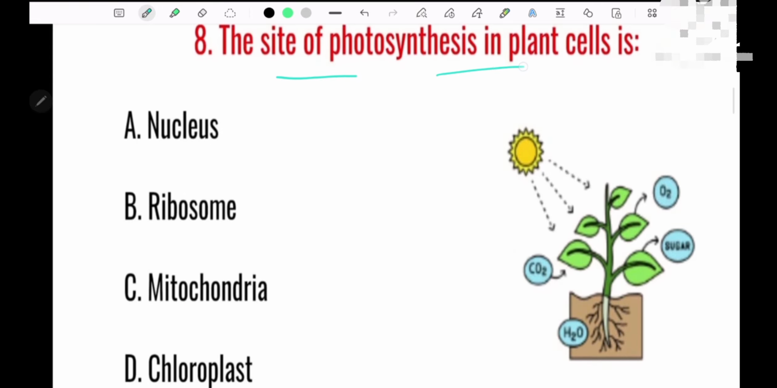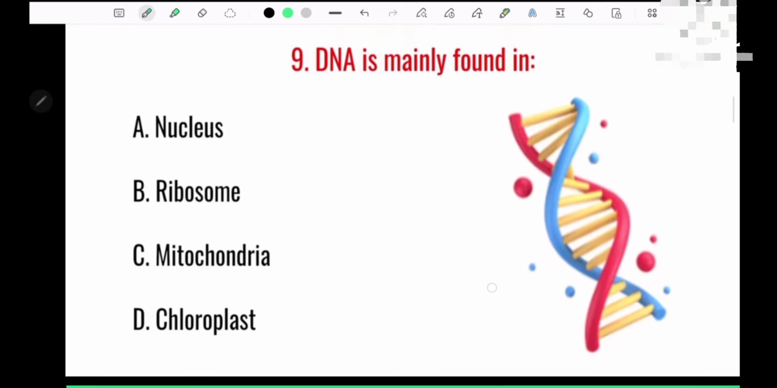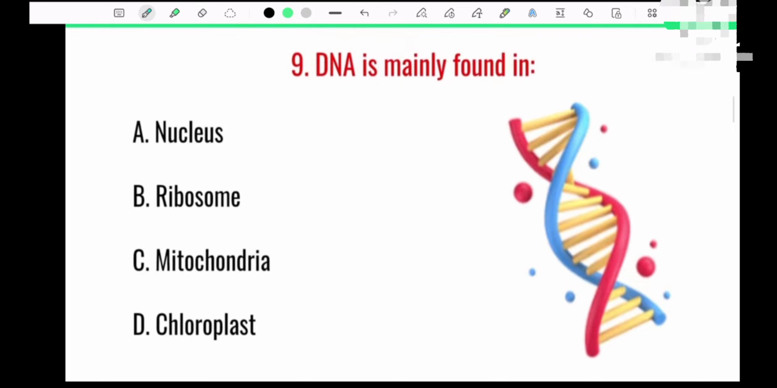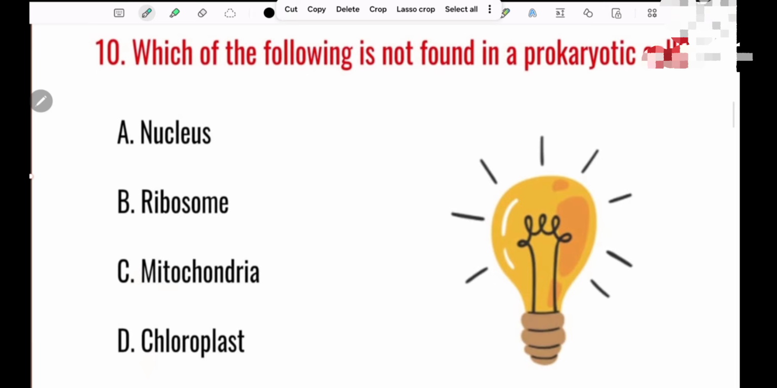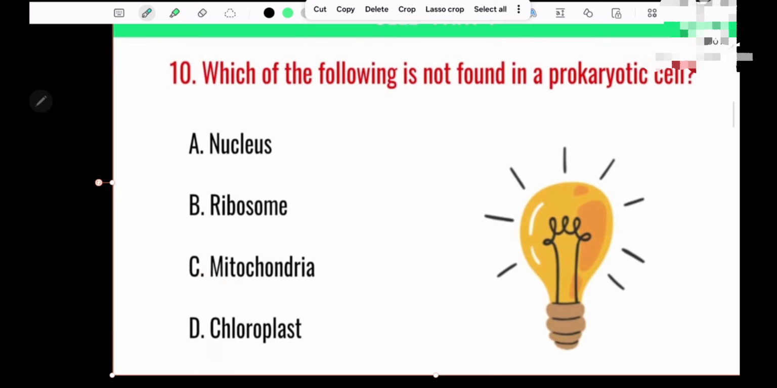The site of photosynthesis in plant cell is chloroplast. DNA is mainly found in nucleus. Which of the following is not found in a prokaryotic cell? Nucleus.